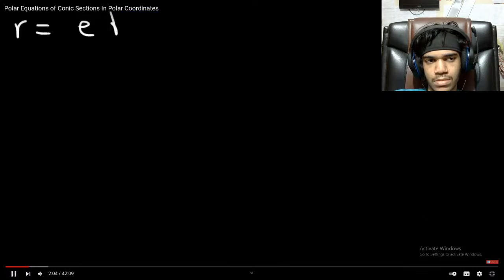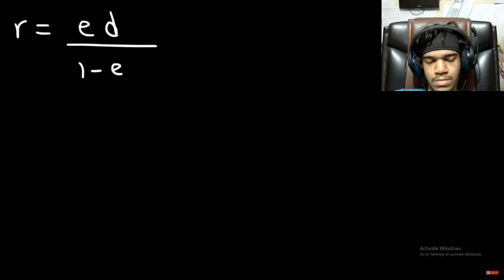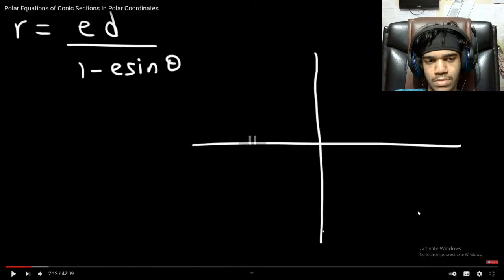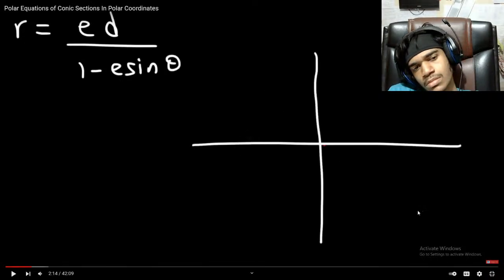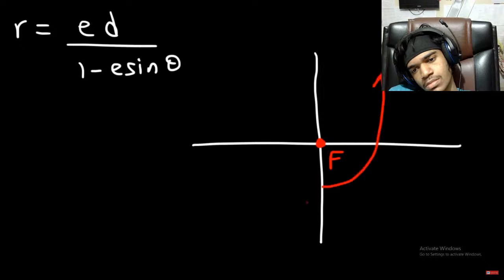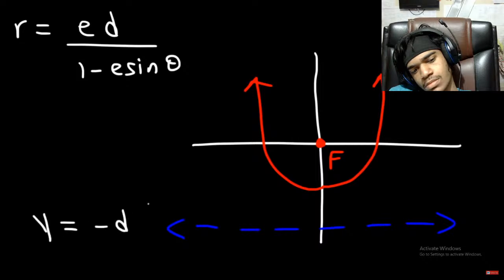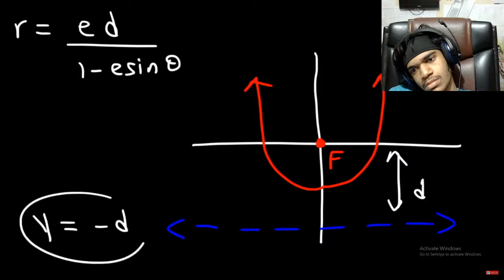Now the next one is r equals ed divided by 1 minus e sine theta. So once again, we're going to place the focus at the origin. But this time, the graph is going to open upward as opposed to downward. And the directrix is going to be below the pole. We still have a horizontal directrix. And so you can say that the directrix is y equals negative d. It's d units below the focus. For the first one, it was y equals positive d. But for this one, it's negative d.